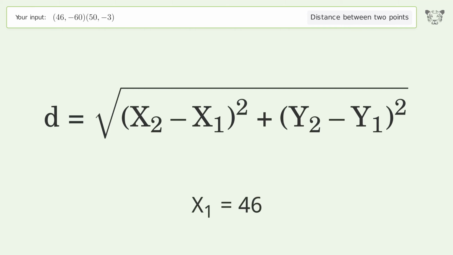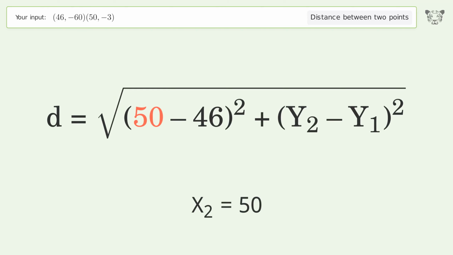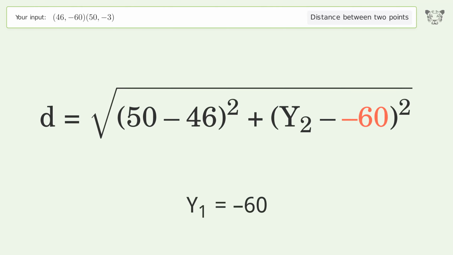x1 equals 46. x2 equals 50. y1 equals negative 60. y2 equals negative 3.